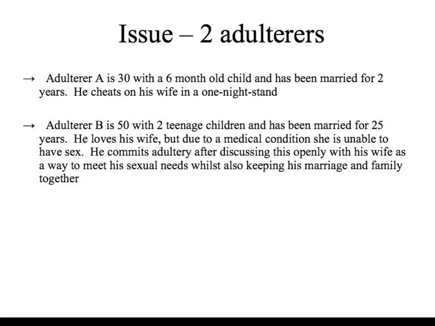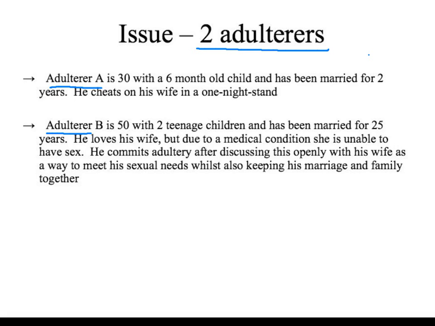So coming on to our issue here, in our lessons we talked about applying virtue ethics to adultery, and in particular we thought about how if you can relate it to two different examples of adultery, you are able to really discuss the theory in a lot more detail. And so we discussed two adulterers. Adulterer A is 30 with a 6-month-old child and has been married for 2 years and cheats on his wife in a one-night stand. Now that's important because we need to think about what character that shows this person has, and is that character a virtuous character or not?